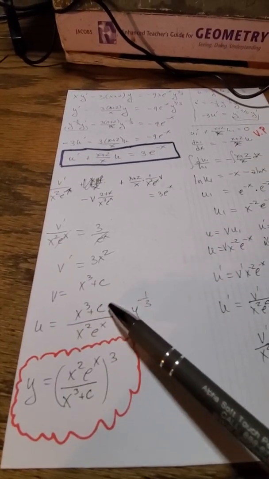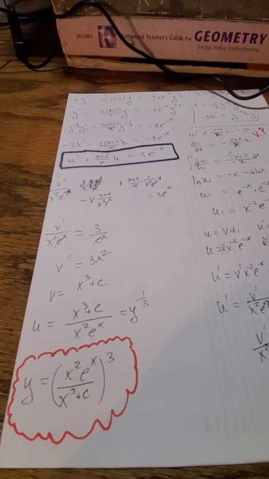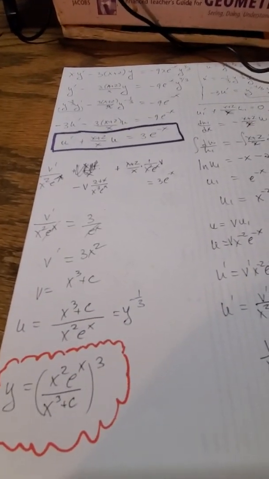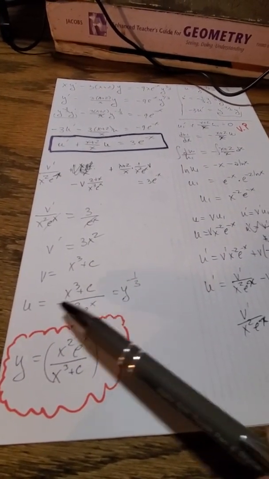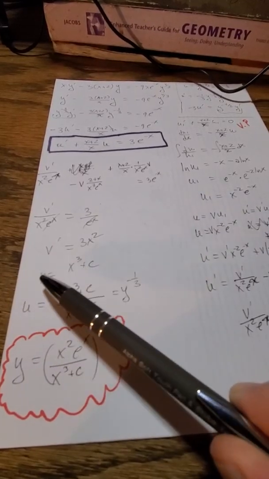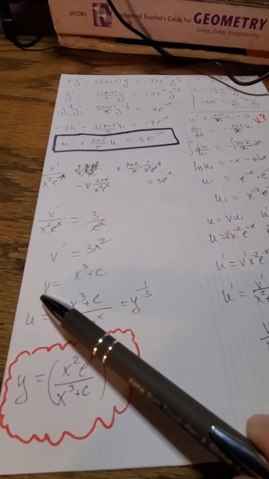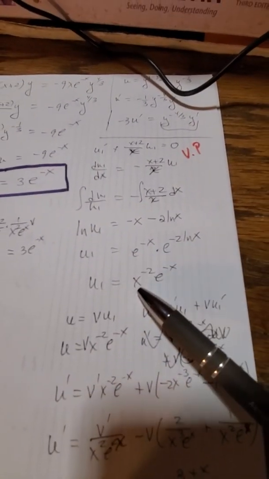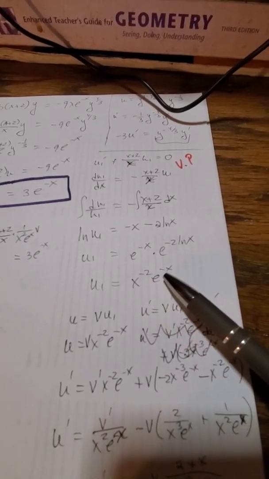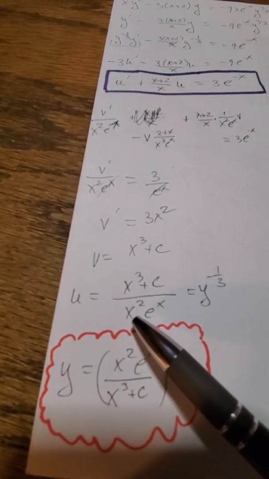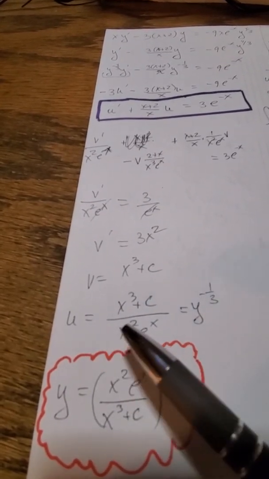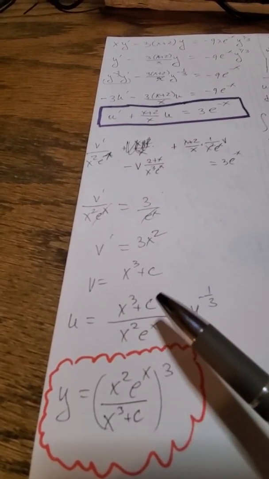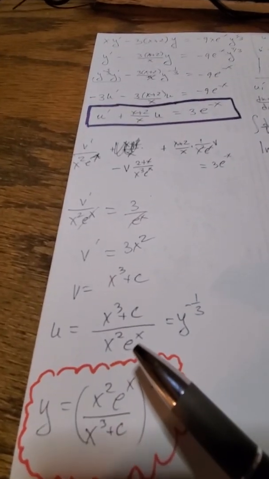u is equal to (x cubed plus c) over x squared e to the x. Where did this big fraction come from? Because u is equal to v times u1, and u1 was this right here, which is just 1 over x squared e to the x. I wrote it on the bottom instead of writing with negative exponents here. So u is equal to (x to the third plus c) over x squared e to the x.